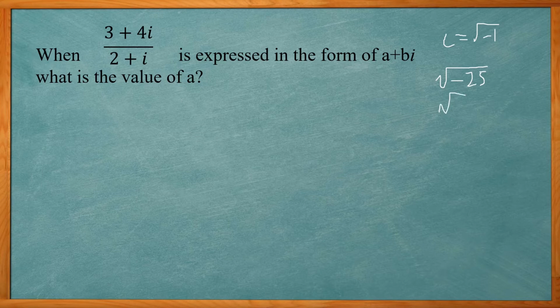We know the square root of 25 is just 5 times 5. But when you're dealing with a negative, we have to break up the 25 by itself and the negative 1. So we get square root of 25 times the square root of negative 1. Square root of 25 is 5. And since we can't take the square root of a negative number, we denote that as i. So the square root of negative 25 would be 5i.